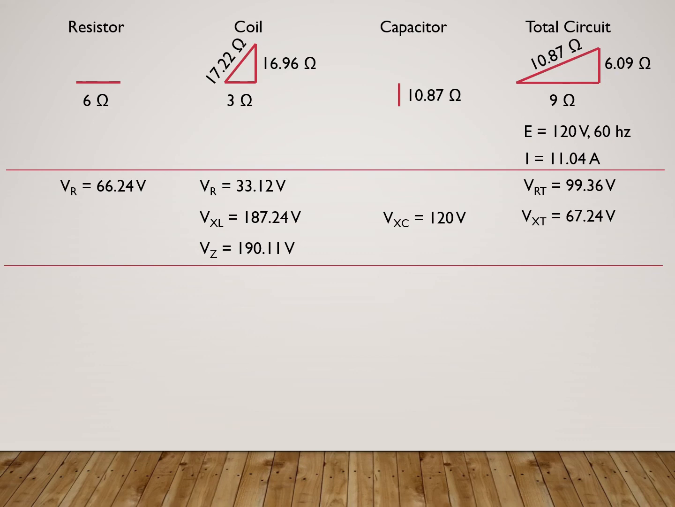Now the power, once again, I can use everything I have on here. I'm going to use my current. It's my I squared R, my I squared X, and my I squared Z formulas. First, once again, keep things as a simple pattern. Figure out your power first.